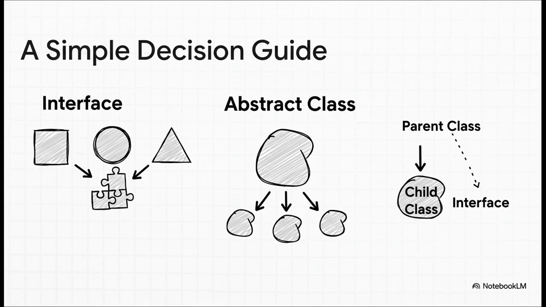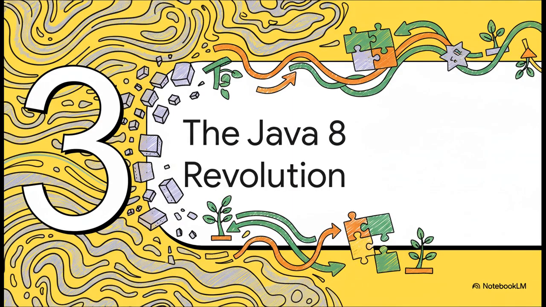So if your class already has a parent, well, the decision's made for you. You have to use an interface to add more functionality. Okay, so you think you've got it all figured out, right? The rules seem pretty clear. And then Java 8 happened.